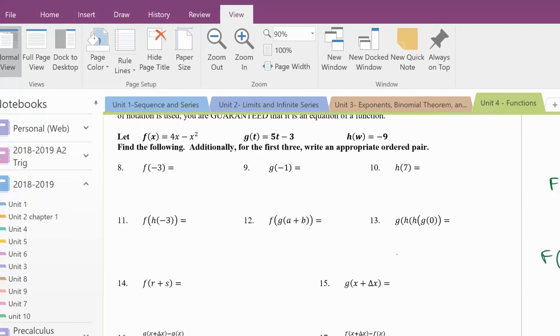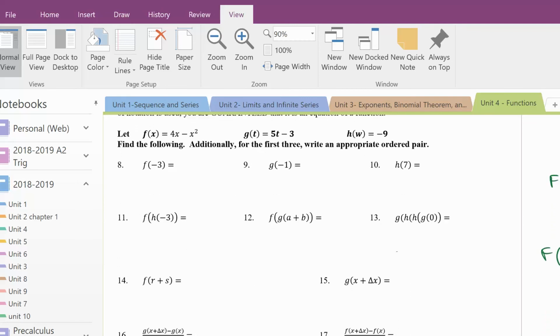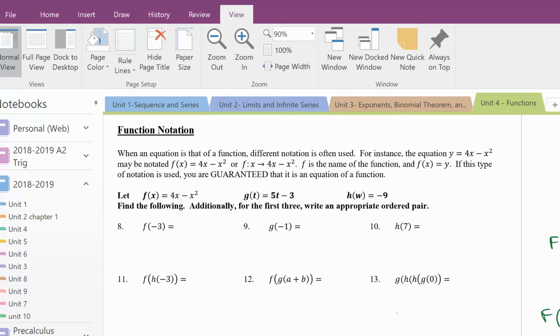So then function notation. Function notation is just a way to write a function. If it's written in function notation, you're guaranteed that the equation is a function. So the first letter is the name. So f of negative 3 means you substitute in negative 3 into the f function. So this is negative 12 minus 9, which is negative 21. Now the ordered pair would be negative 3 and negative 21.